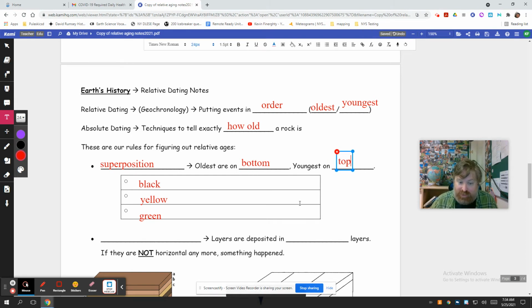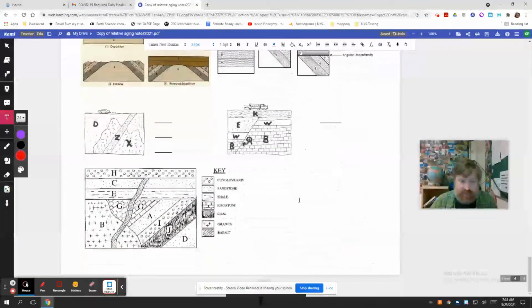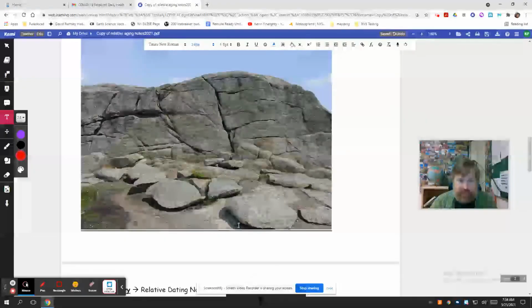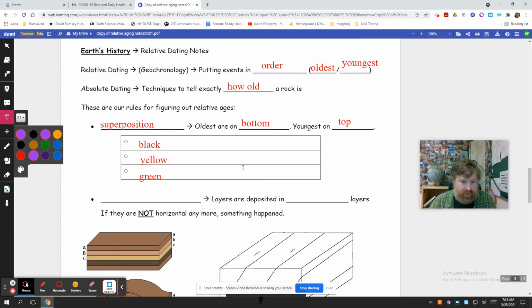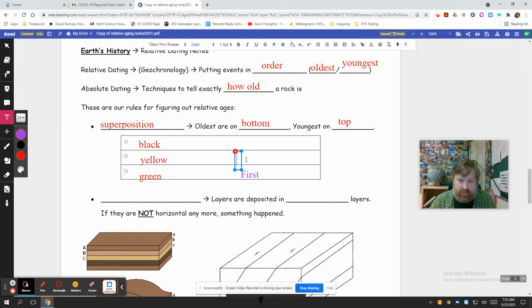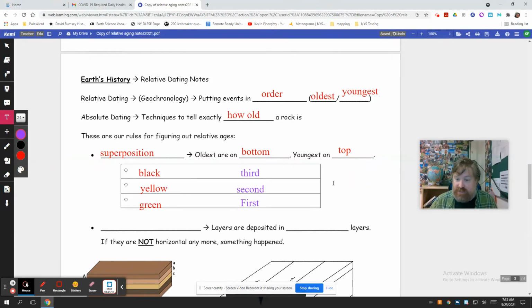So what we're eventually aiming to do is take a fairly complicated geologic cross section like this and put things in order, saying which things happened first, second, third, and so on. This would be the simplest possible one you can get: 3 flat sedimentary layers. We would say that this happened first, this happened second, this happened third. That's superposition. The older stuff tends to be down towards the bottom.